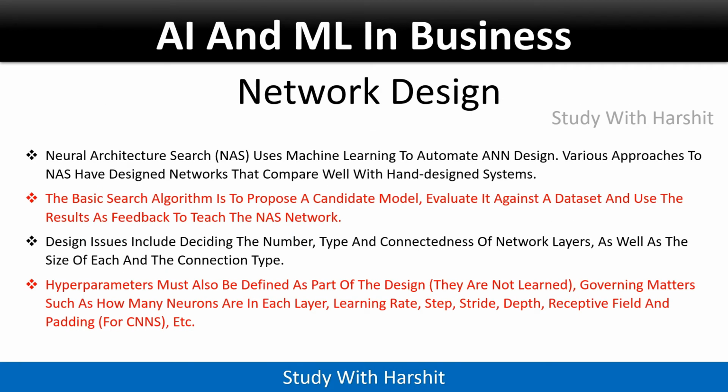Network design. Neural architecture search, NAS, uses machine learning to automate ANN design. Various approaches to NAS have designed networks that compare well with hand designed systems. The basic search algorithm is to propose a candidate model, evaluate it against a dataset, and use the result as feedback to teach the NAS net. Design issues include decisions on the number, types, and connectedness of network layers, as well as the size of each and the connection type. Hyperparameters must also be defined as part of the design, governing matters such as how many neurons are in each layer, learning rate, depth, receptive field, and padding, etc.